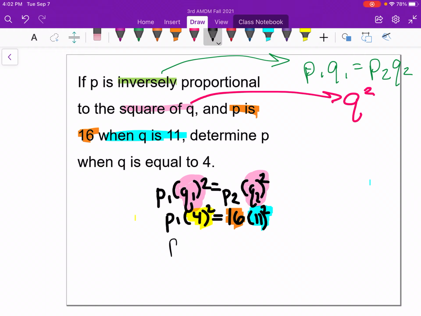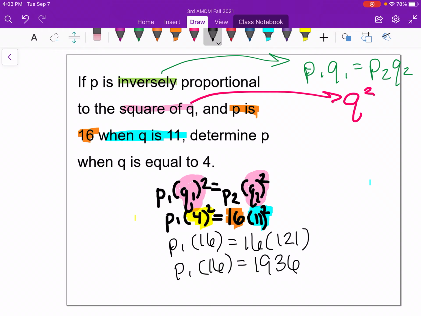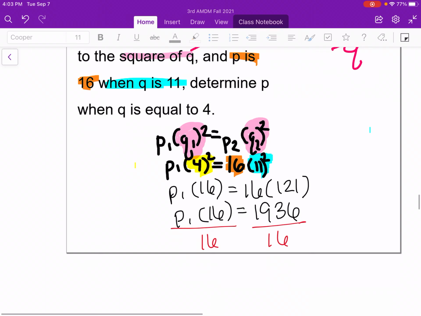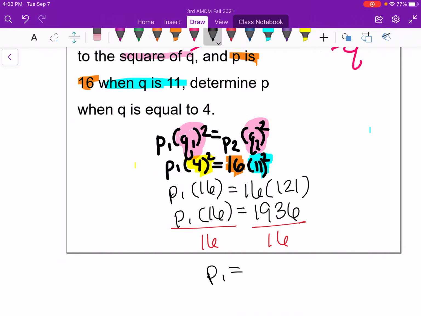So I have p1 times 4 squared, which is 16, equals 16 times 11 squared, which is 121. So p1 times 16 equals 16 times 121, which is 1,936. I have to solve for p1. I divide both sides by 16, and I get 121. So the answer here is p1 equals 121. You're just solving for p.